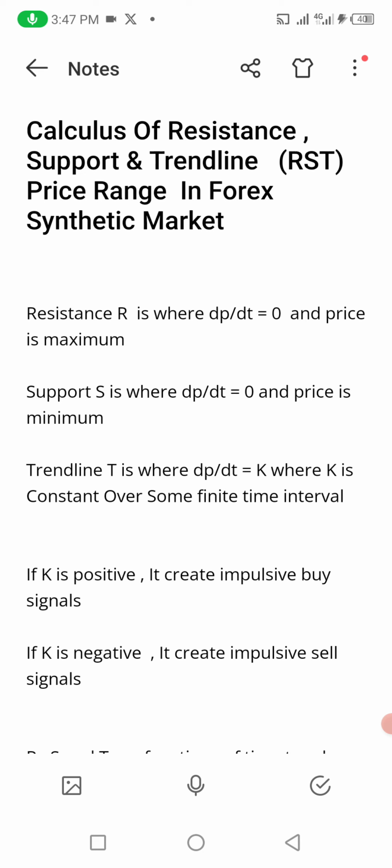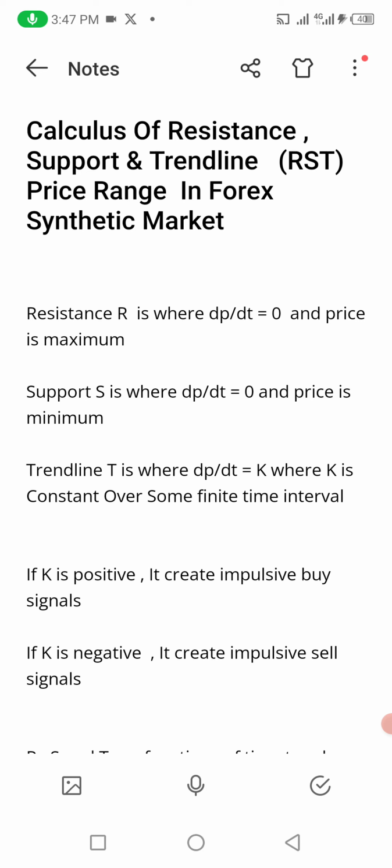So resistance R is where the rate of change of price with respect to time is 0. P is price and T is time. So the rate of change dP/dt equals 0, and price is maximum. Price is at the highest point. Support S is where dP/dt is 0 and price is minimum, that is, at the lowest point.